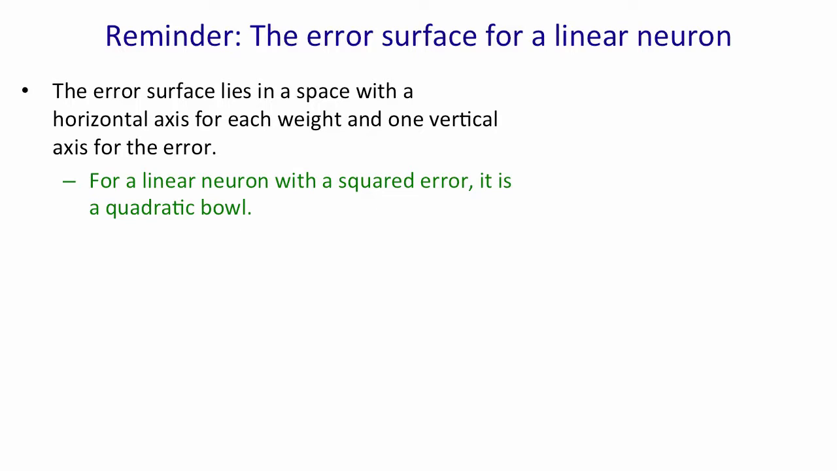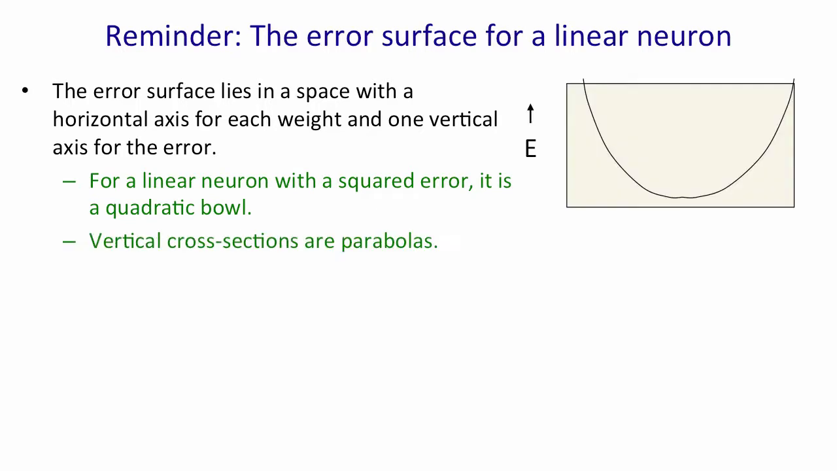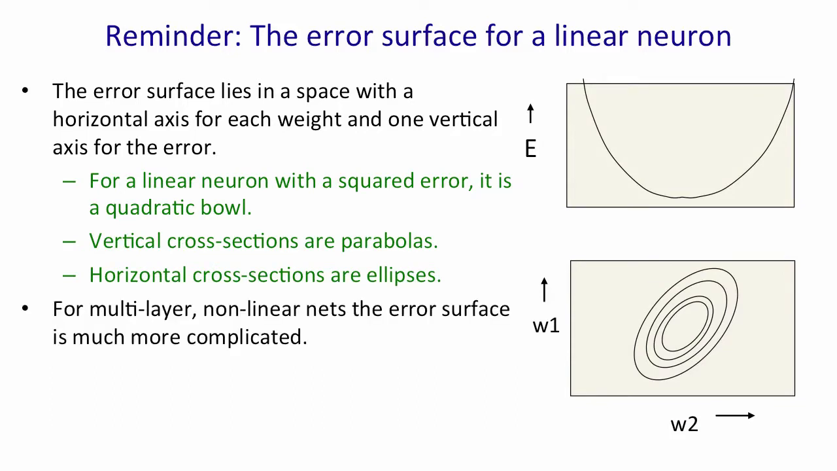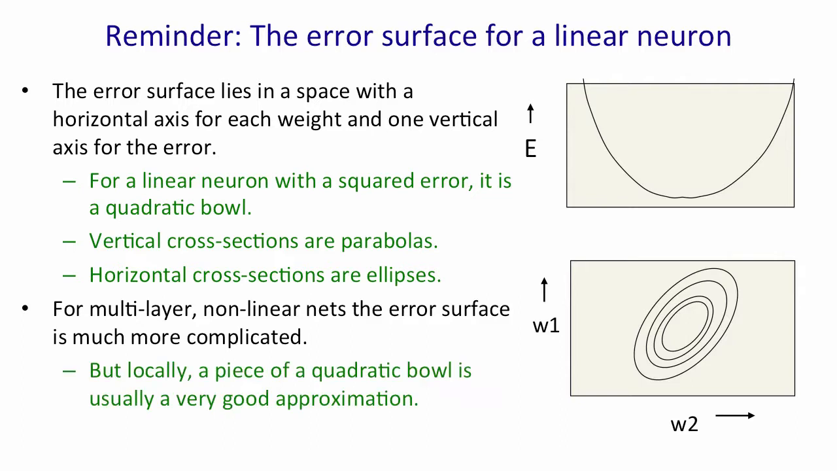For a linear neuron with a squared error, that surface always forms a quadratic bowl. The vertical cross-sections are parabolas, and the horizontal cross-sections are ellipses. For multi-layer nonlinear nets, the error surface is much more complicated, but as long as the weights aren't too big, it's a smooth error surface, and locally it's well approximated by a fraction of a quadratic bowl. It might not be the bottom of the bowl, but there's a piece of quadratic bowl that will fit the local error surface very well.